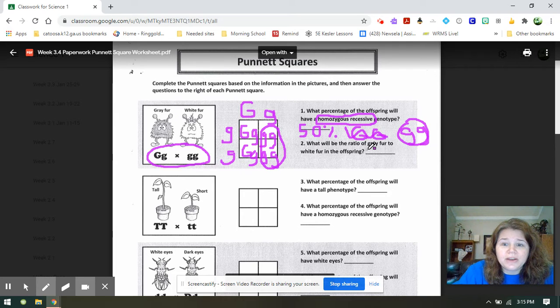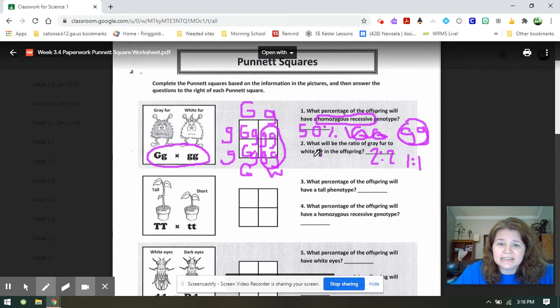And then if we say, what will the ratio of gray fur to white fur be in the offspring? Well, heterozygous, meaning different, these heterozygous are going to give us gray fur. So these two will give us gray fur. These two will give us white fur. And so the ratio is going to be 2 to 2, or it will be 1 to 1, because we can reduce that down to 1 to 1. So it's a 1 to 1 ratio of gray fur to white fur in that instance. Hopefully you don't have any questions on that one.